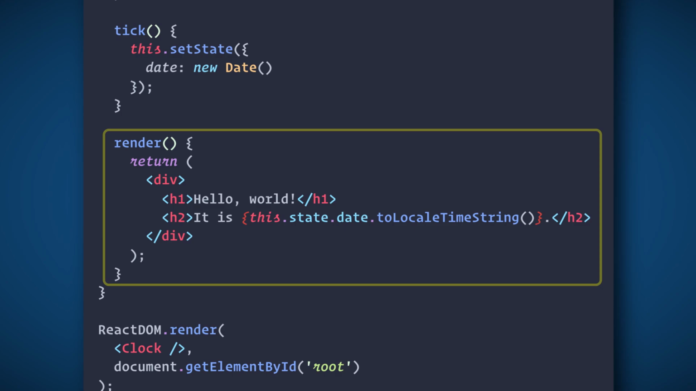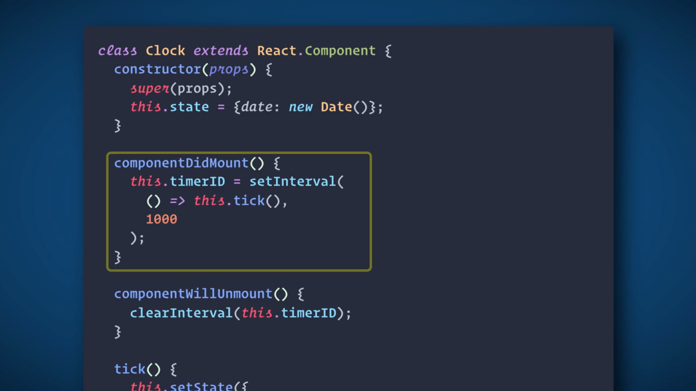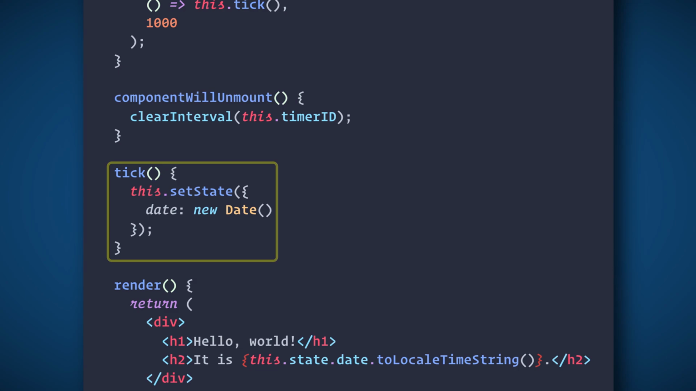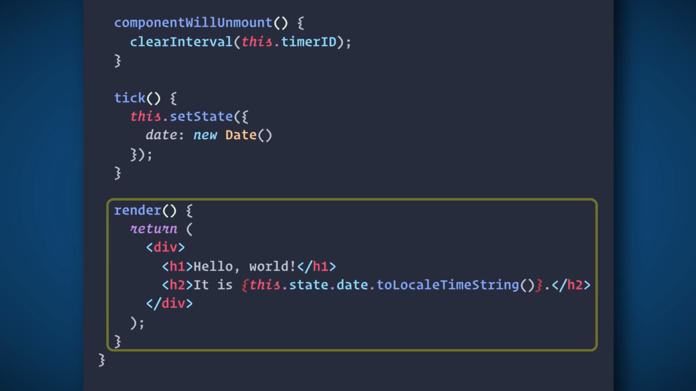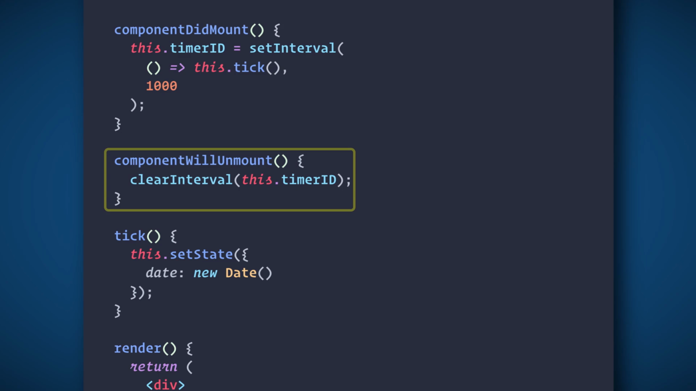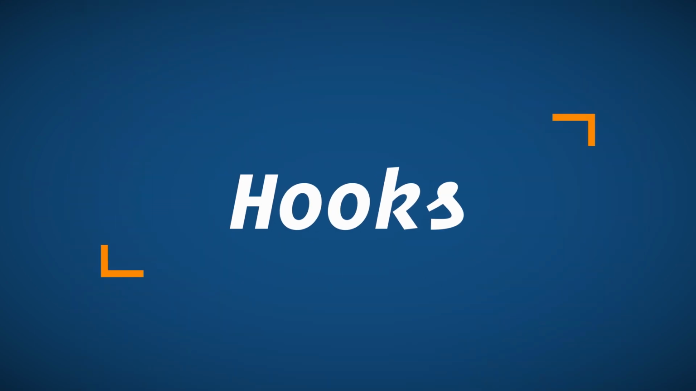When the Clock output is inserted into the DOM, React calls the componentDidMount lifecycle method. Inside it, the Clock component asks the browser to set up a timer to call the component's tick method once every second. Every second, the browser calls the tick method. Inside it, the Clock component schedules a UI update by calling setState with an object containing the current time. Thanks to the setState call, React knows the state has changed and calls the render method again to learn what should be on the screen. This time, this.state.date in the render method will be different, and so the render output will include the updated time. React updates the DOM accordingly. If the Clock component is ever removed from the DOM, React calls the componentWillUnmount lifecycle method so the timer is stopped.